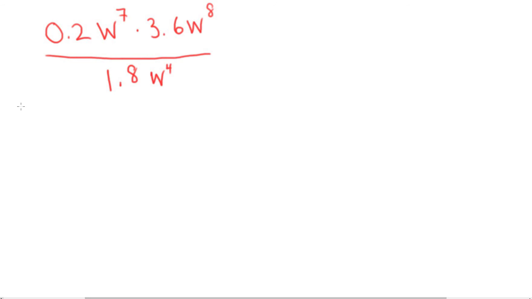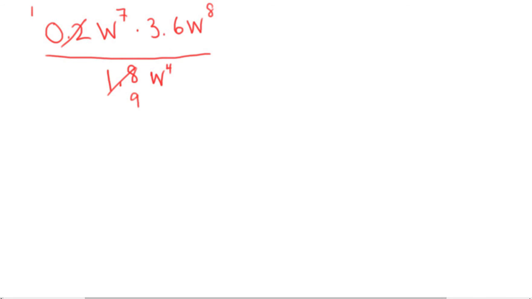I have 0.2 w to the 7 times 3.6 w to the 8 all over 1.8 w to the 4th. Let's look at these numbers and simplify these first. I'm going to visualize this as 2, 18, and 36. And we know 2 goes into 18 and 36. So 0.2 goes into itself 1 time. It goes into 18 9 times.